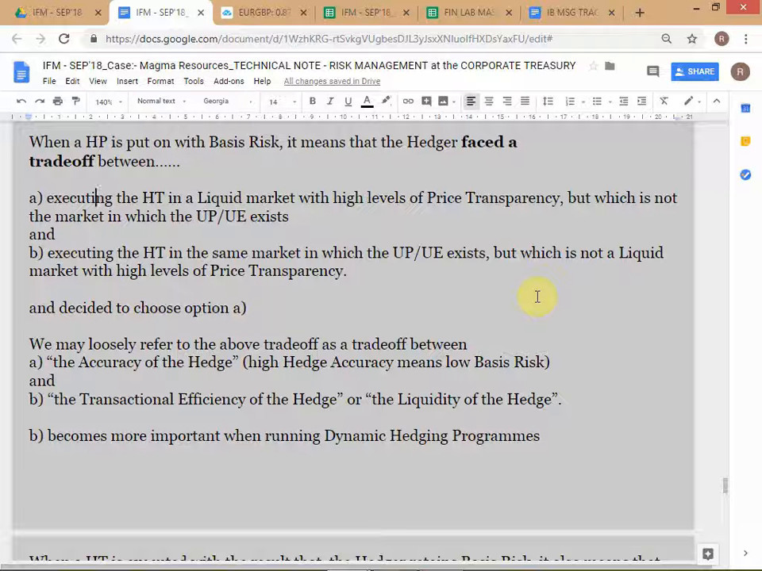If you do the hedge in the jet fuel market, what will be your net position? Net position will be zero, because you have a short underlying position, and you create a long position, and both positions are in the same market. So the net position in the jet fuel market goes to zero. Is this clear to everyone? Yes. If you choose the first option, it will go to zero.